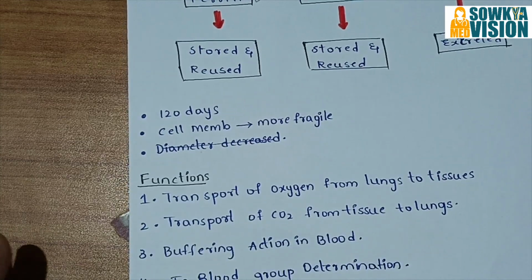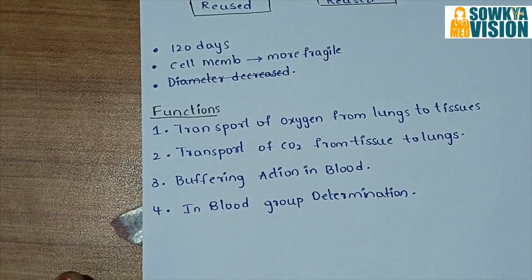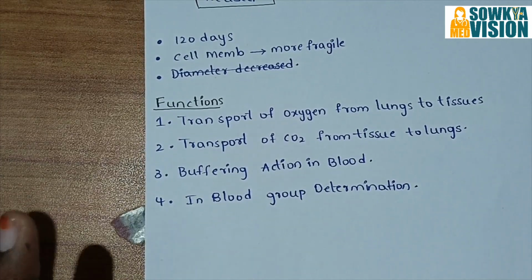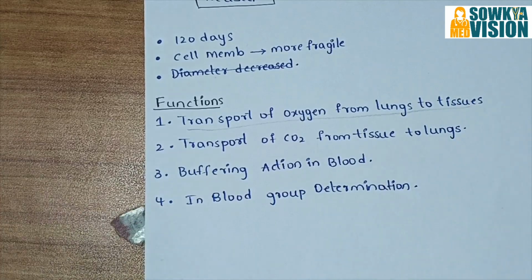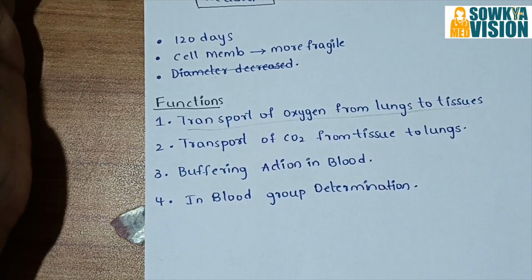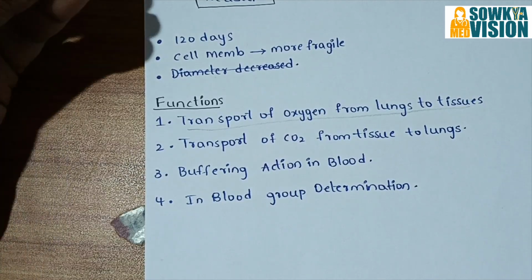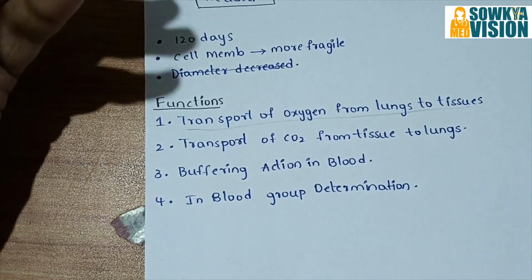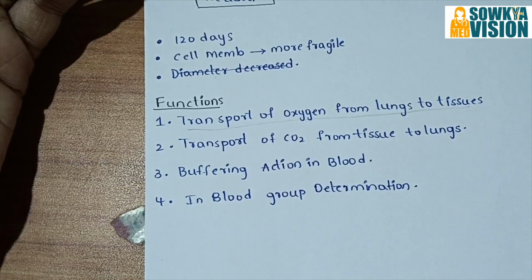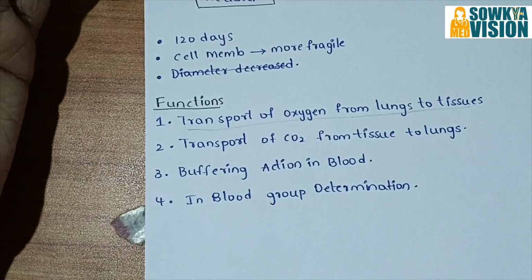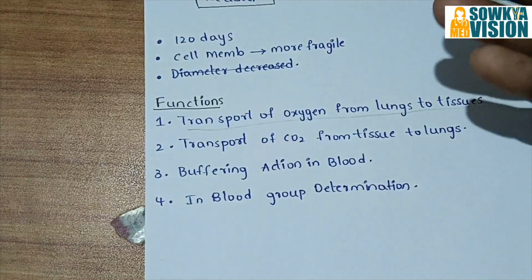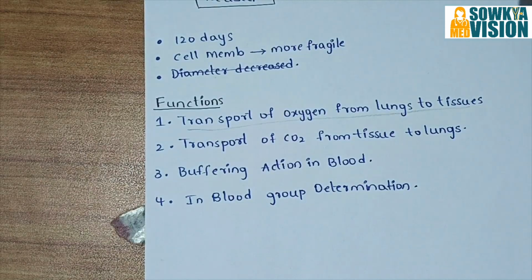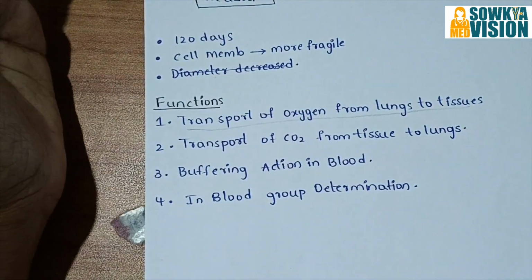Now, what are the functions of the RBC? The most important function is transport of oxygen from lungs to tissues. RBC is biconcave, without a nucleus, and contains a colored pigment, hemoglobin. The hemoglobin contains an iron component, which has the ability to bind with oxygen and transport it from lungs to tissue.